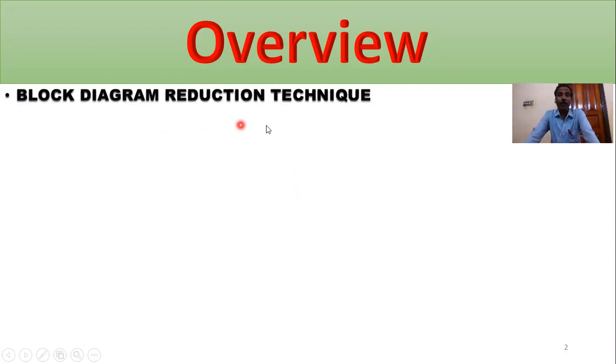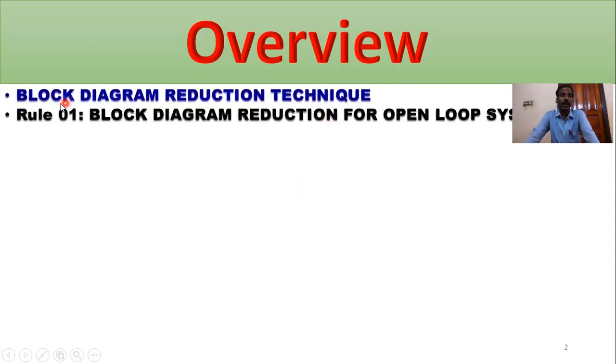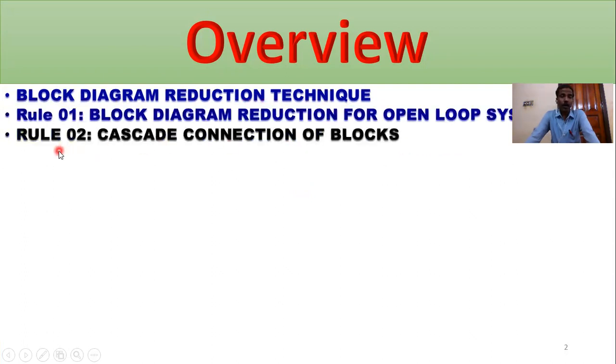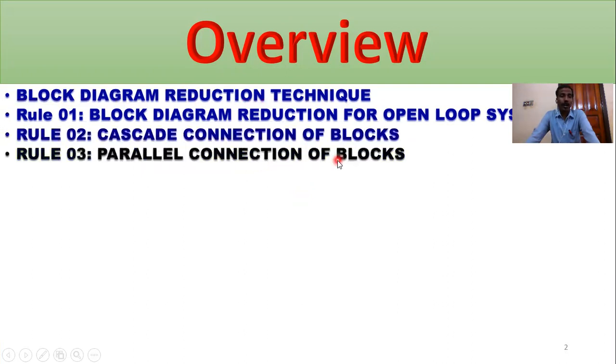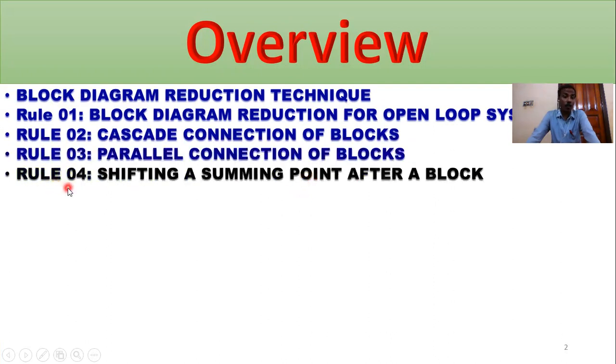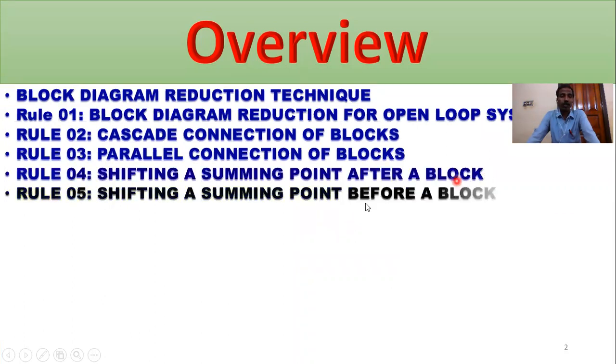Next, overview. Block diagram reduction techniques. Rule number 1, block diagram reduction for open loop systems. Rule number 2, cascade connection of blocks. Rule number 3, parallel connection of blocks. Rule number 4, shifting a summing point after a block. Rule number 5, shifting a summing point before a block.